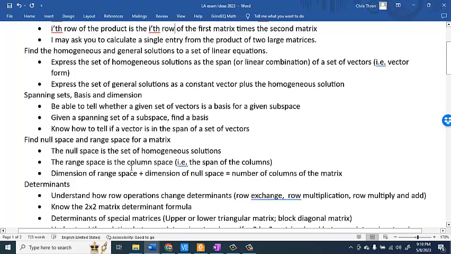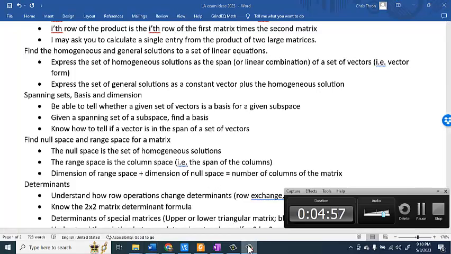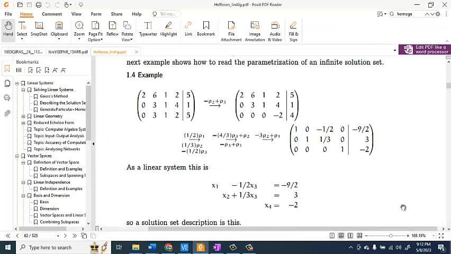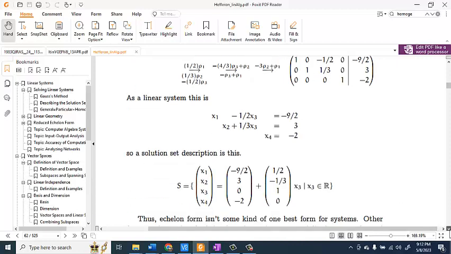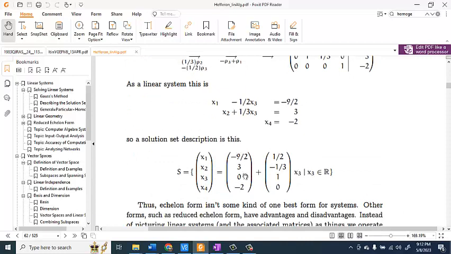Right? So the dimension of the range space plus the dimension of the null space is the number of columns of the matrix. So that's something you remember. How do you see that? Well, let's see if we can find an example. Here we have an augmented matrix that we reduced to reduced row echelon form. Okay. And we get the solution like this. In this case, we have a particular solution, and this is the null space.